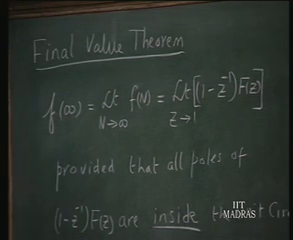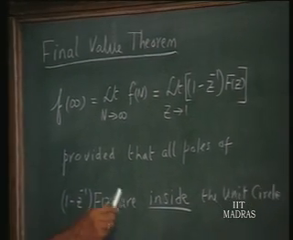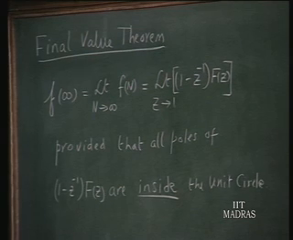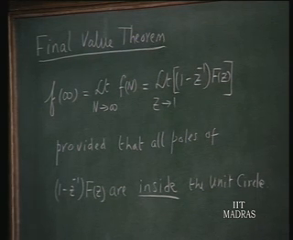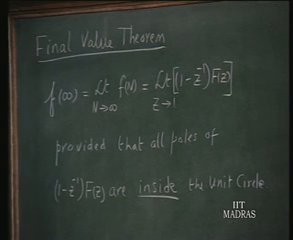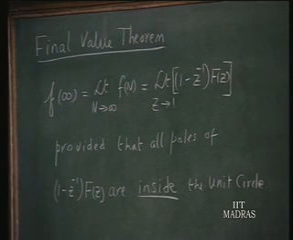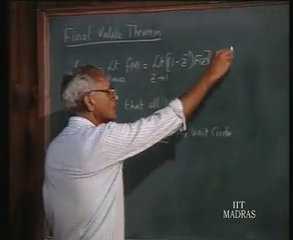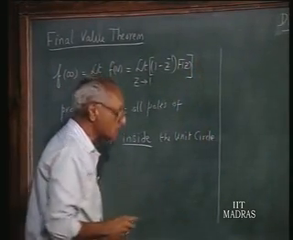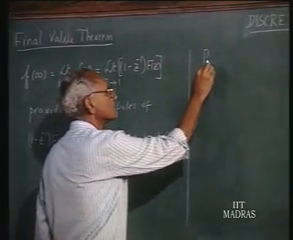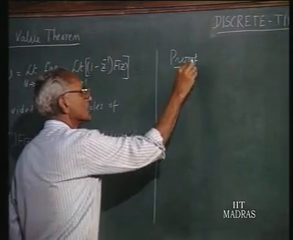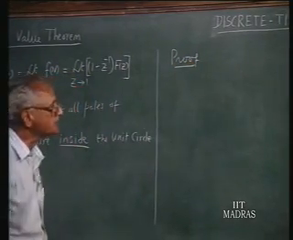And this is true provided all the poles of this function, (1 - z^-1) multiplying F(z), are inside the unit circle. There can't be any pole either outside the unit circle or even on the unit circle. The proof for this can be given in the following manner.